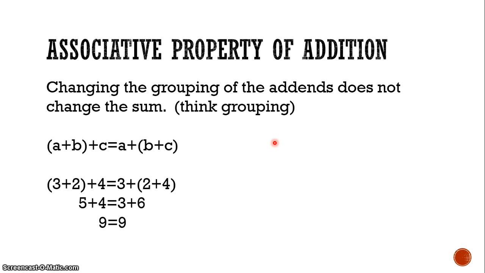The next thing is associative property of addition. Think if you're associating with somebody, you're in the group with them. Changing the grouping of the addends does not change the sum. So think grouping. Here I have A plus B, the quantity, plus C, so I do A plus B first, then I do C, equals the same thing as if I do B plus C first and then add A to it. To see it a little more clearly, let's look at our example.